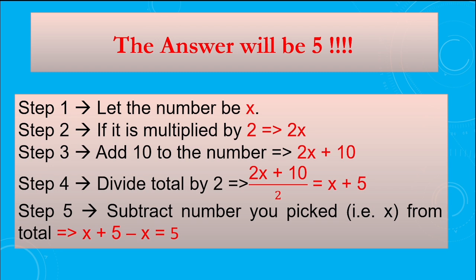So first step, suppose you think of a number, that is x, then step 2 is multiply by 2, that is 2x. Yes or no? Now add 10, that is 2x plus 10. Now divide by 2, that is (2x plus 10) divided by 2, that is x plus 5. Now subtract x. So x plus 5 minus x equals 5. So the answer is 5.